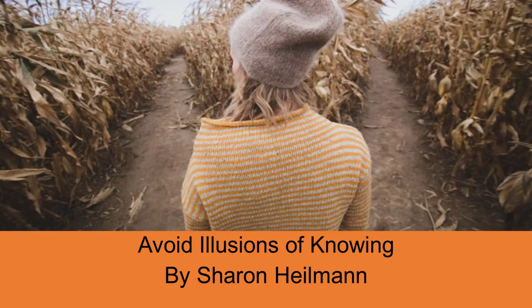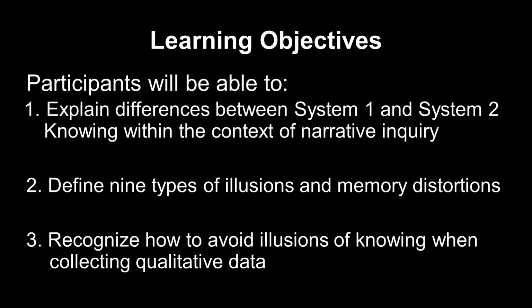I hope you all had the opportunity to read this week's assignments related to naturalistic observation. As you should recall, naturalistic observation is about studying the world around you as it occurs and recording what you see. As I share information with you today, I will address 3 learning objectives. Specifically, you will be able to explain the differences between System 1 and System 2 knowing, to define 9 types of illusions and memory distortions, and to recognize how to avoid illusions of knowing.